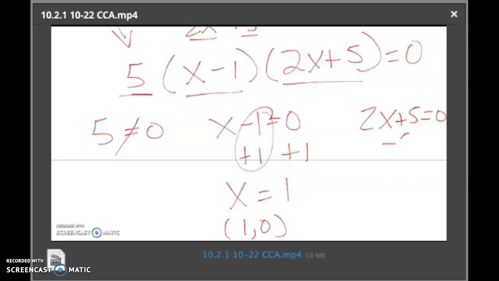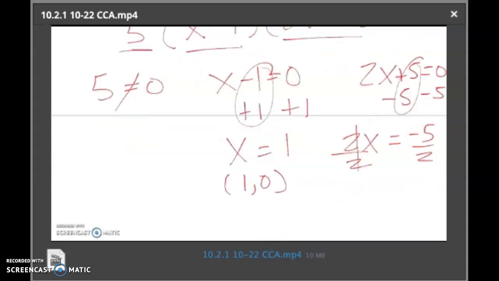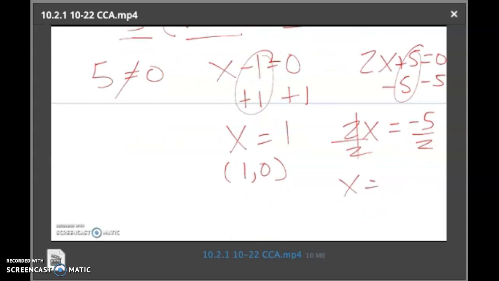And my other x-intercept, when I solve this one, is at x equals negative 5 halves. I can write that as a decimal if I would like, so that would be negative 2.5, 0. Okay, so if we can rewrite our problem and get rid of the decimals, we get an easier problem that we can factor.